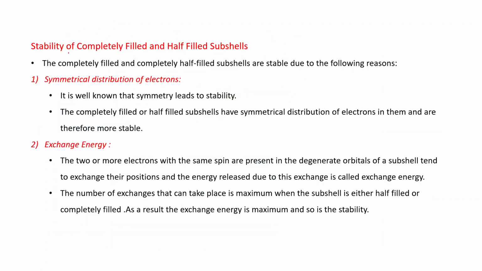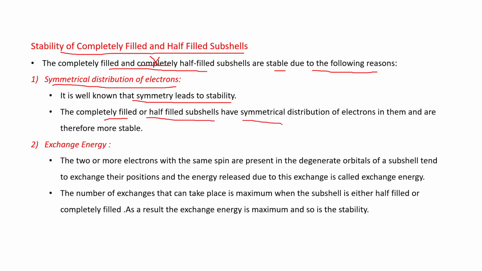Now, what is the reason for the stability of completely filled and half filled subshells? Completely filled and half filled subshells are stable due to the following reasons. First one is symmetrical distribution of electrons. It is well known that symmetry leads to stability. The completely filled or half filled subshells have a symmetrical distribution of electrons in them and are therefore more stable.